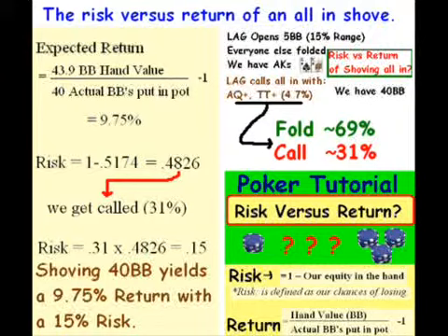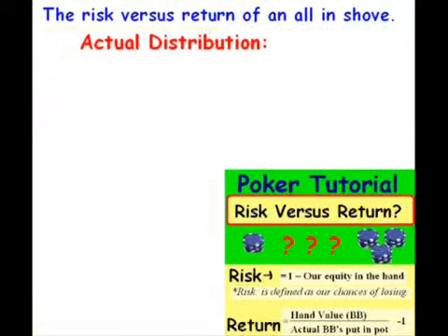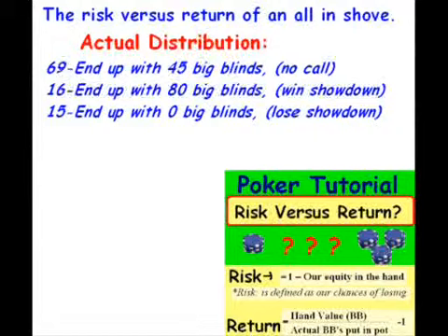So our answer to this question is that shoving 40 big blinds on average will yield a 9.75% return with 15% risk. Now, if you look at the actual distribution of the shove, it's going to look something like this. 69 times, we end up with a 45 big blind stack. There's no call there. 16 times we end up with 80 big blinds, and we haven't factored in rake. That's because we win the showdown. And 15% or 15 times we end up with no big blinds. We lose the showdown because of how our hand matches up.